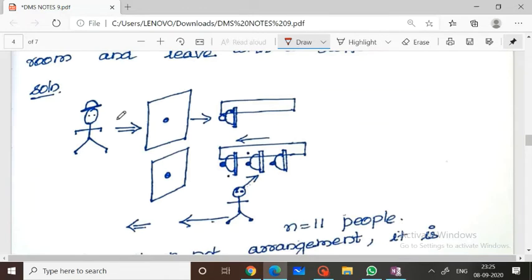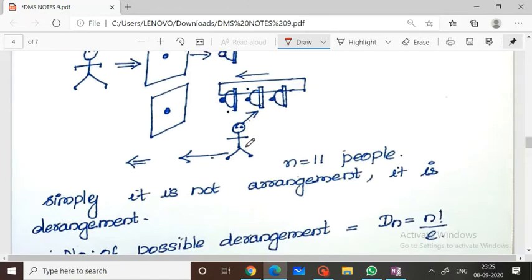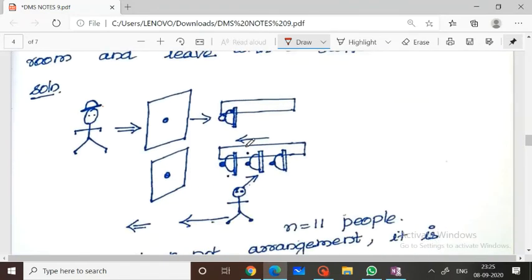A person with a hat enters the room. There is another hat, so he picks up the next one and leaves the room. So he picks up the next hat and also he is leaving the room. Therefore here n is equal to 11. Therefore it is not an arrangement, it is a derangement.